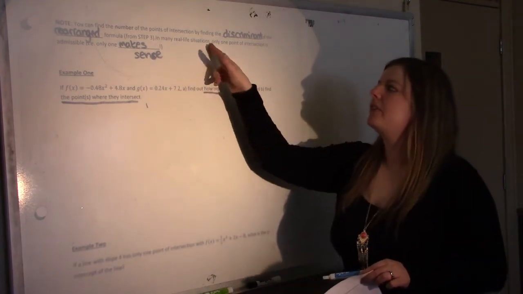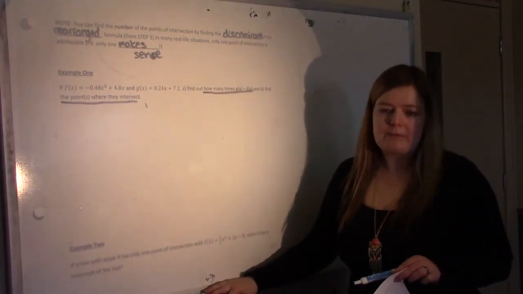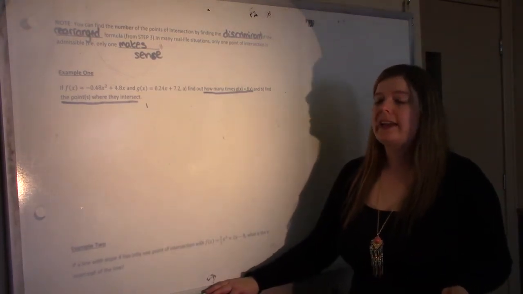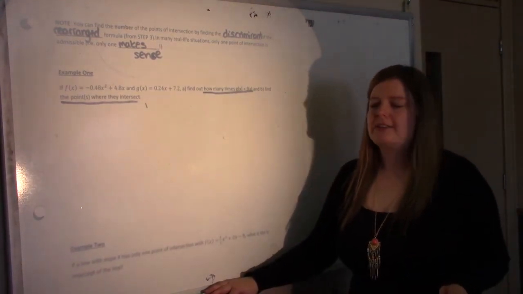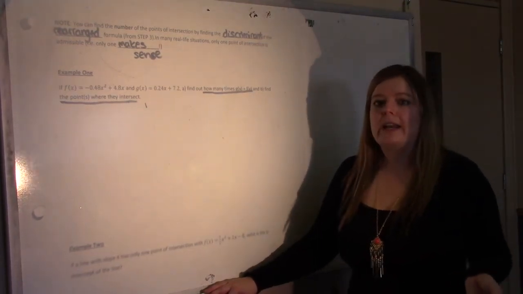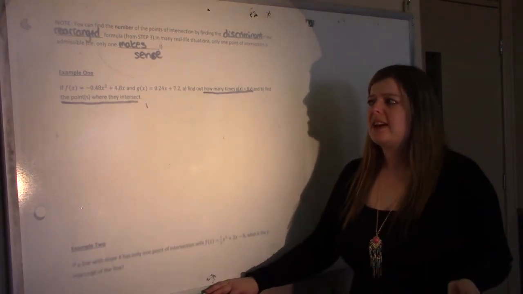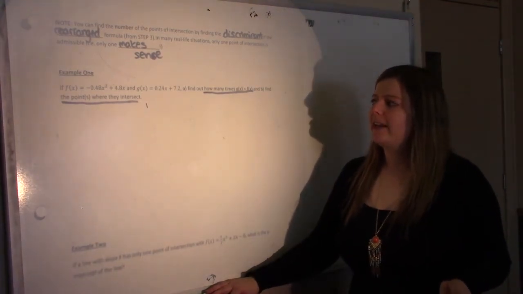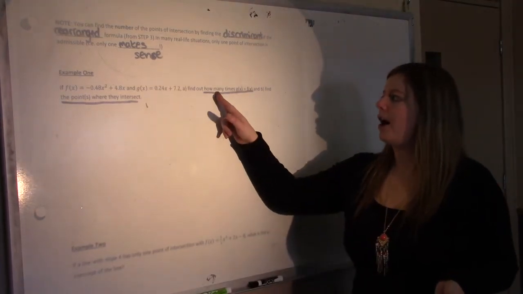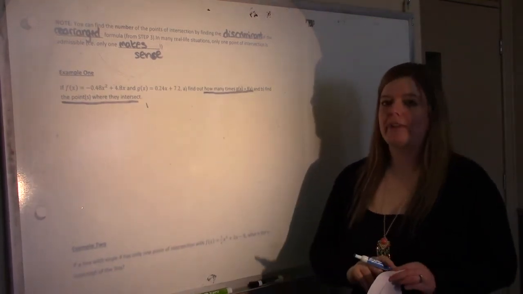But remember that in a real life situation, even if there are 2 solutions, only one of them might be admissible. So if you have something with time, for instance, a negative response, you wouldn't include that. So you have to think about what makes sense within the scenario. Now, example 1 is not a real life situation, so we're going to take any answer that they give us. So we have a quadratic and a linear function. It wants us to find out how many times they intersect, and then also find out where they intersect.